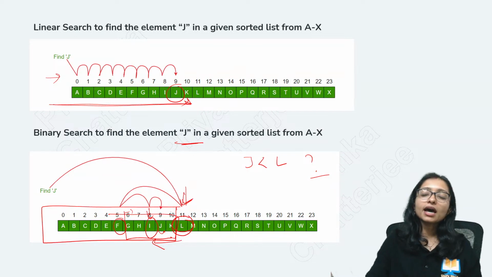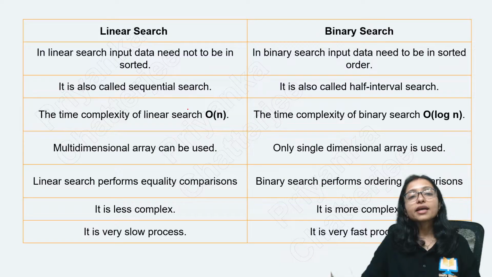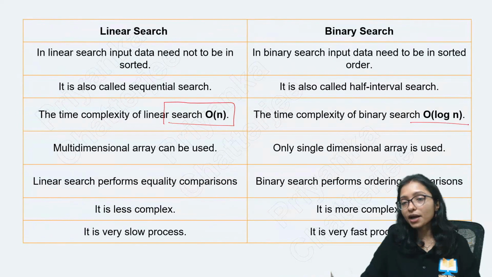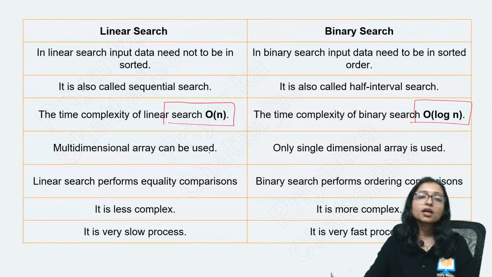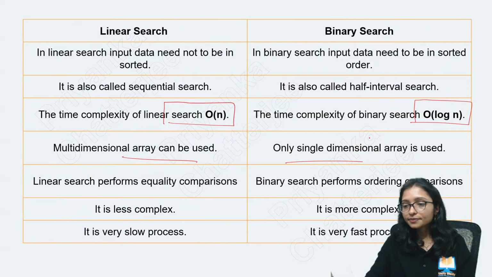Like this, binary search is going on, right? Very important. That's why linear search complexity is order of n, but binary search is order of log n. So multi-dimensional array, here single dimensional array. Yes, and it is divide and conquer, right? Yes.